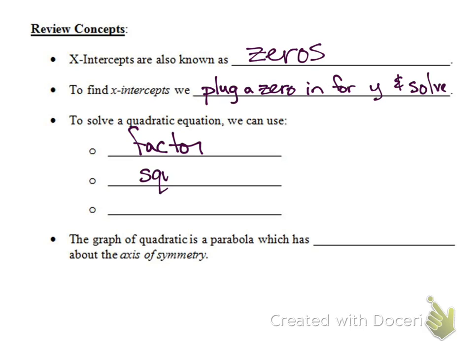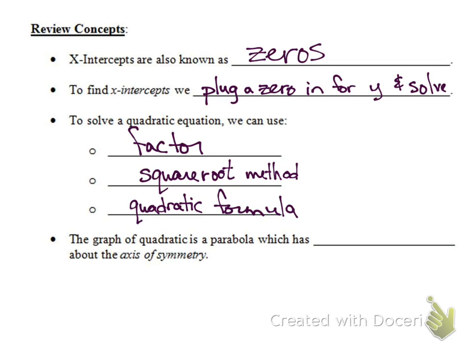Use the square root method. So factor, square root method, quadratic formula. We also have completing the square. But if we have to complete the square, typically we're going to find the vertex right away.